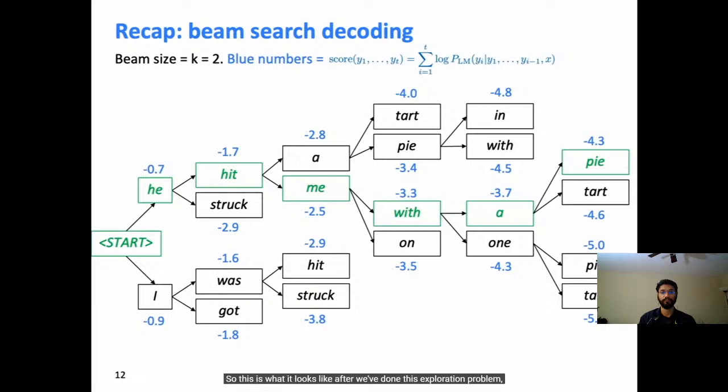So this is what it looks like after we've done this exploration problem. This shows the full tree that we explored, and then we've come to some kind of stopping criterion, and we identified the top hypothesis, and that's highlighted in green.